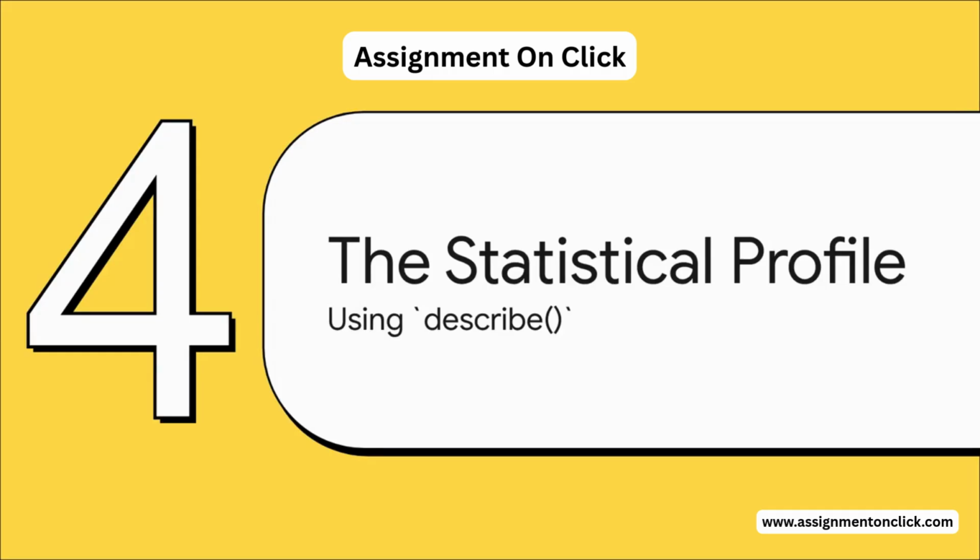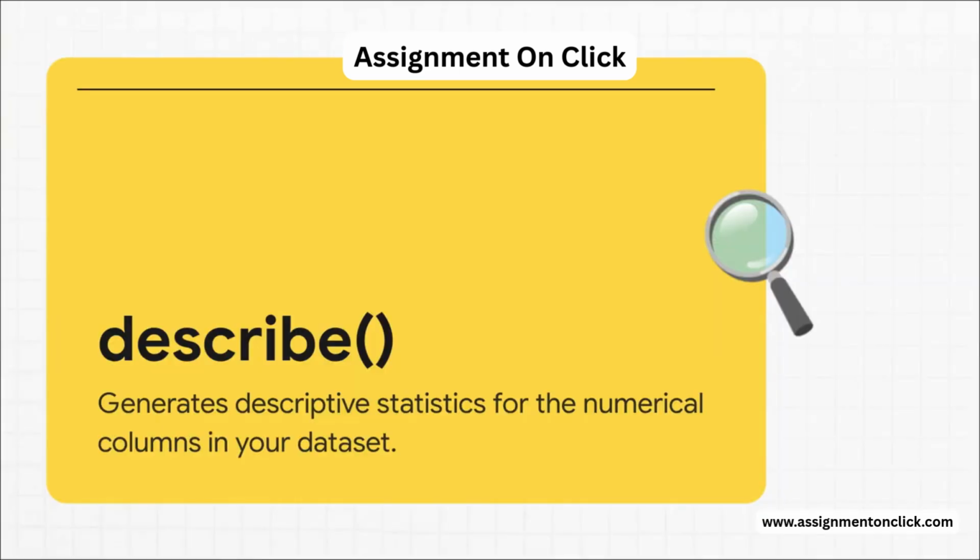All right, we've seen the surface with our magnifying glass, we've X-rayed the structure. Now it's time to run a background check. We need a quick statistical profile on our data, and for that, we bring out our final tool, describe. The describe function is your one-stop shop for a high-level statistical summary. What it does is it automatically scans all your numerical columns and just spits out a bunch of key descriptive stats for each one. It's awesome.